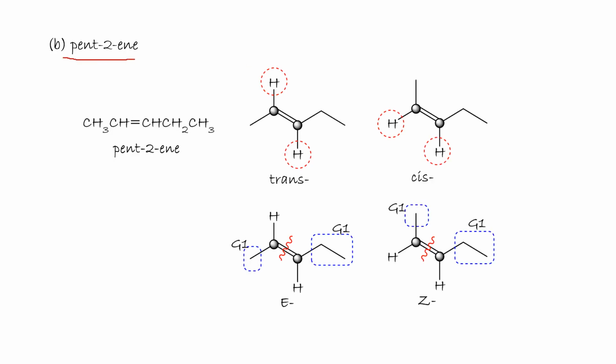Pent-2-ene. When we draw the structure, we can see that we have 2 geometrical isomers: one with the two hydrogens trans to one another, trans, and another isomer where they are in a cis position. So this is trans and this is cis.